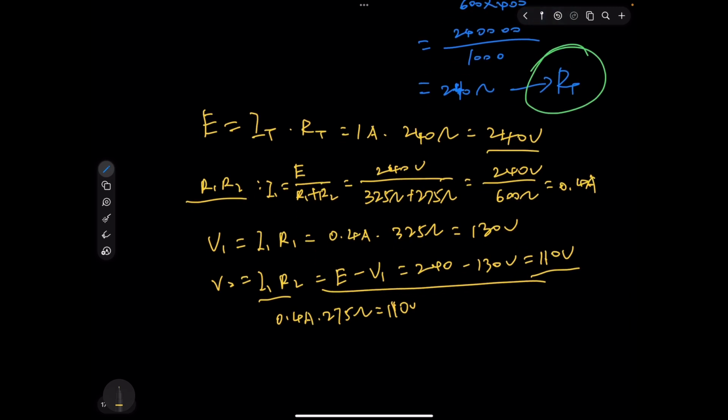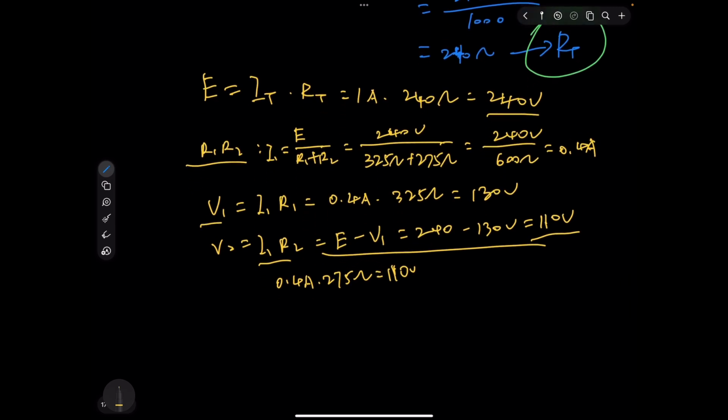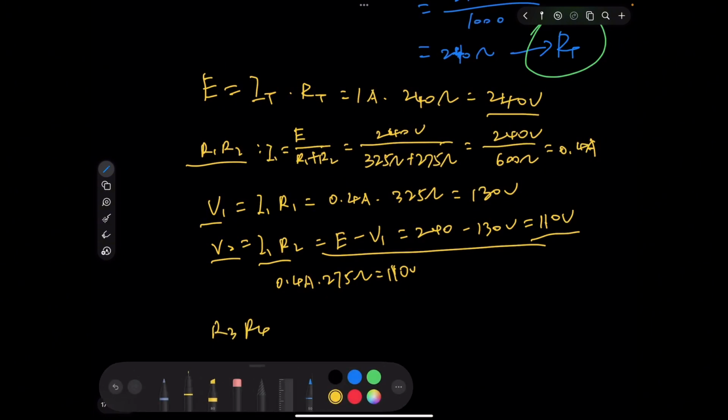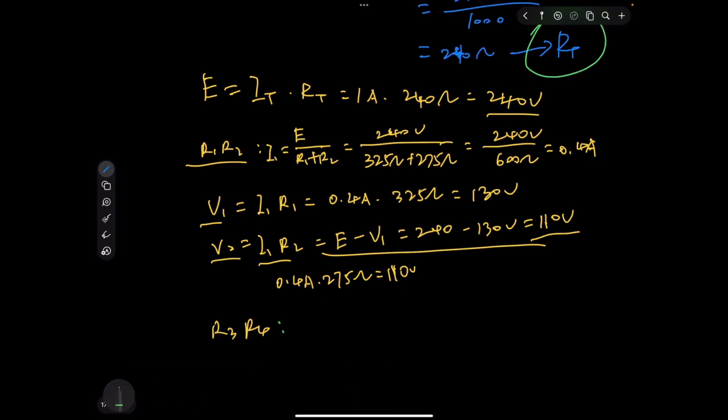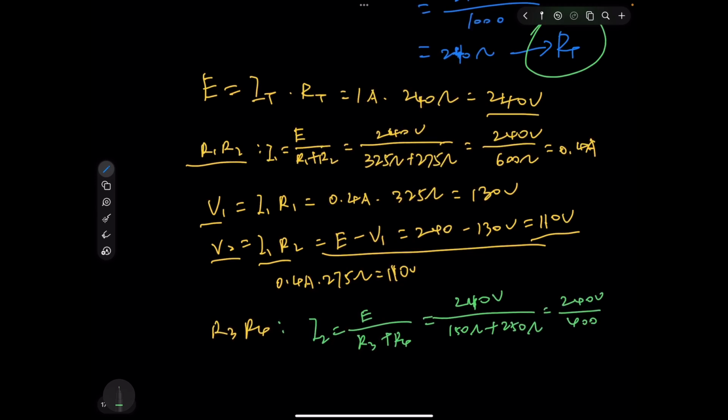There are different formulas after we get V1, V2. Same thing for R3, R4. We get I2 equals E divided by R3 plus R4 equals 240 volts divided by 150 ohms plus 250 ohms, which is 240 volts divided by 400 ohms, which is 0.6 amps.